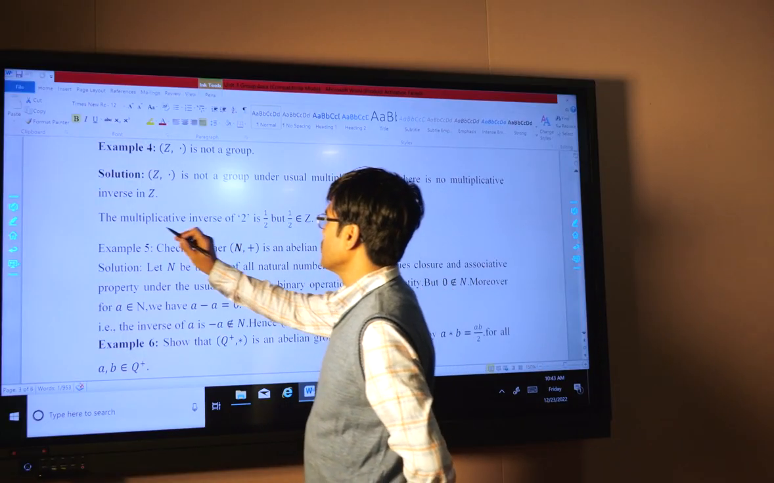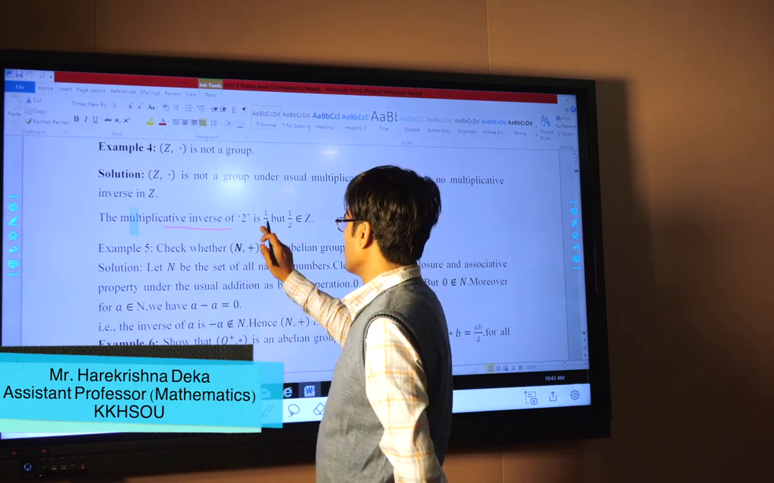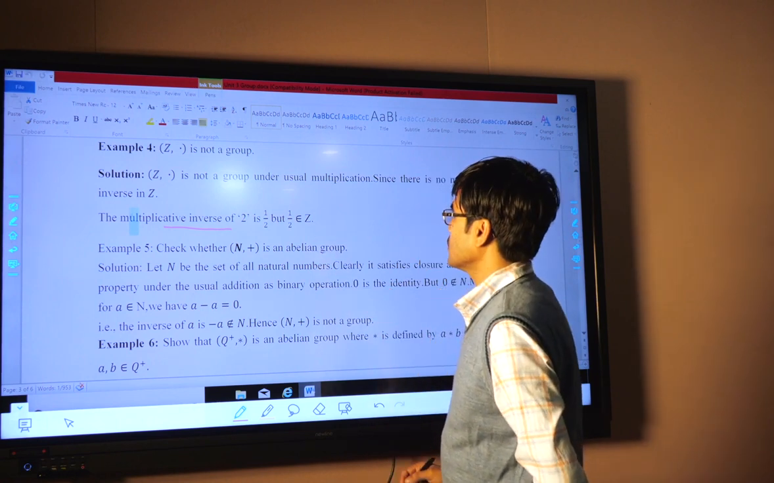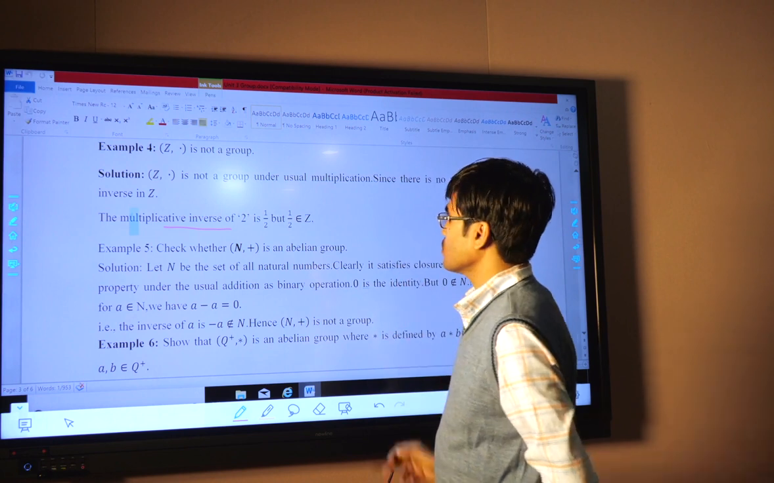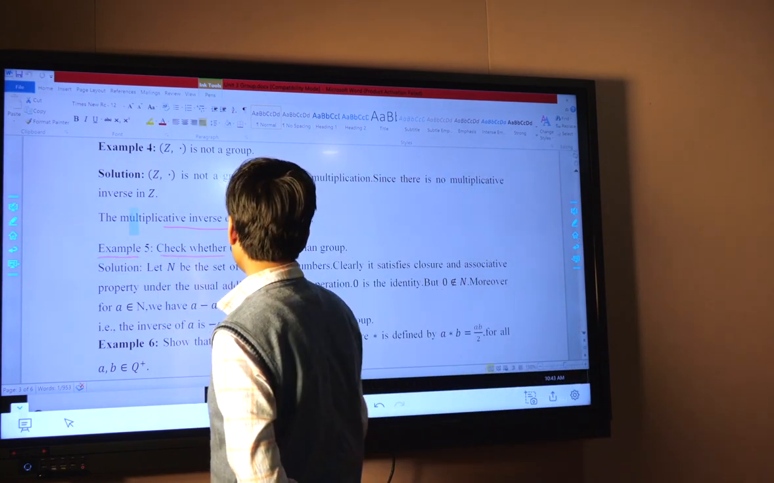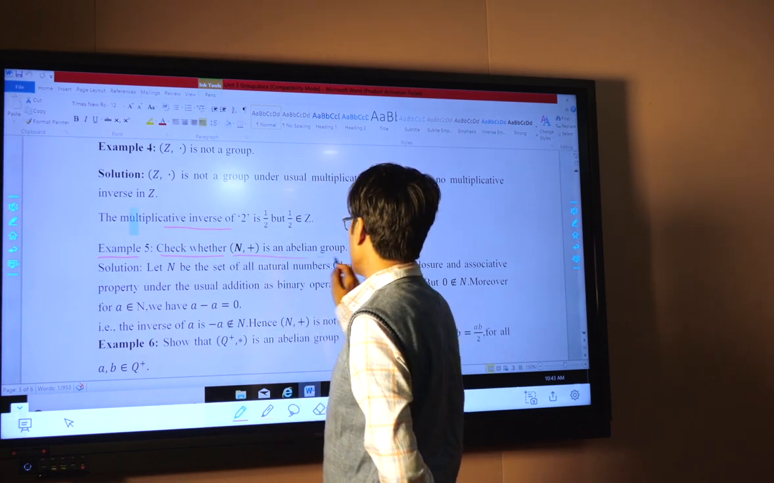Now see, the multiplicative inverse of 2 is 1 by 2, but 1 by 2 does not belong to Z. So therefore, Z with multiplication as a binary operation is not a group.